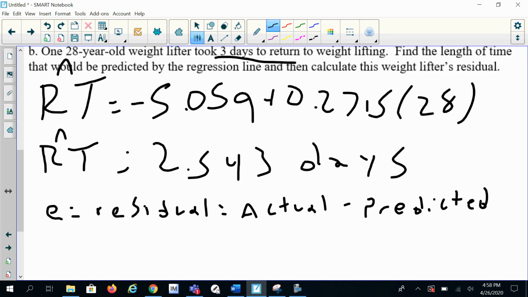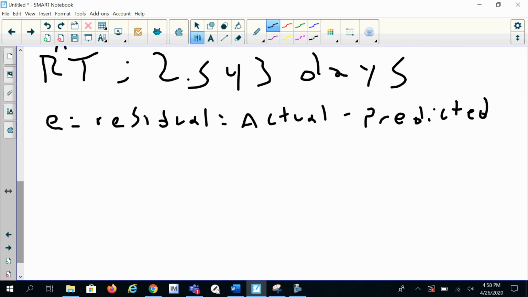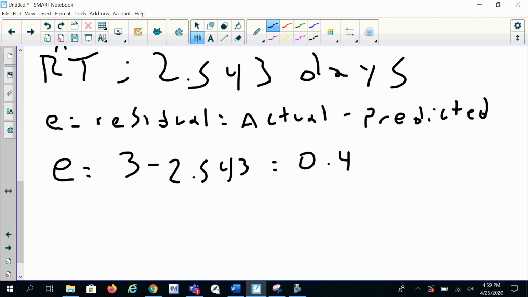So the actual time was 3 days. The predicted time was 2.5 something. So the residual is going to be equal to the actual, which was 3, minus the predicted, which was 2.543. It should come out to be 0.457, I think. And that's still days, because it's days minus days is still days. So that is the error, or the residual.